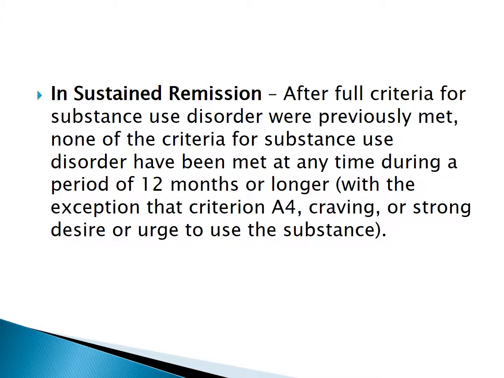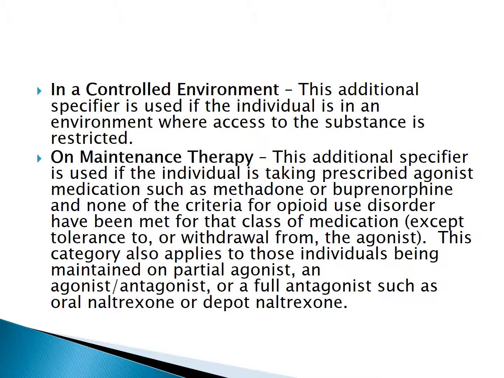This is really the goal of treatment. We believe people will go into remission, and our goal is that they go into remission and sustained remission for actually ideally the rest of their life. A couple other specifiers: people can be in remission in a controlled environment. If I'm incarcerated, I can't use the substance, so my sustained remission is because I'm in a controlled environment. Or if I'm using an agonist, this is most common with the use of opiates, heroin, etc. But if I'm taking methadone or Suboxone, buprenorphine as a treatment assist medication, I can be in sustained remission on maintenance therapy.